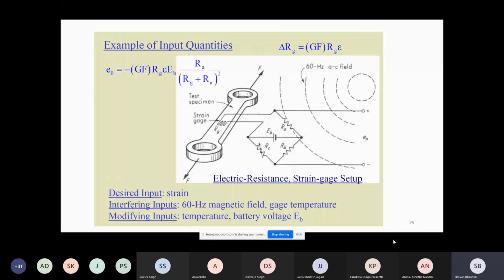So what did I say? I said that there are three types of input. One is the desired input, one is the interfering input, and one is the modifying input. If you see an example, let's take a strain gauge. Say there is a bar, and we want to measure the strain in it. Strain, as you all know from stress and strain, is small elongation divided by the full length.